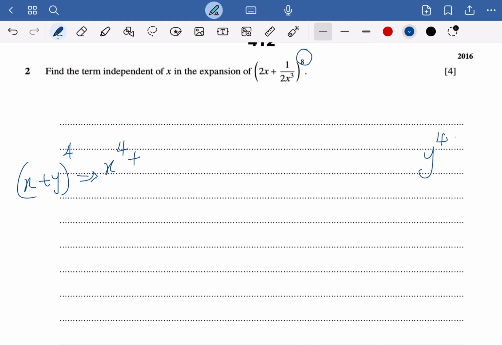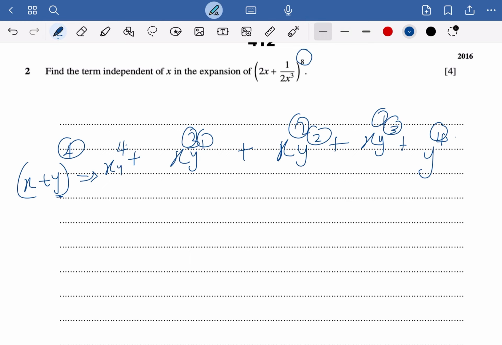What happens is this power of x decreases. So I will have x3, x2, x1. Then this is obviously x0. Then y is going to start. So this is y0, y1, y2, y3, then y4. You can see the powers always add up to give me 4. So this is y0, we don't write it. This is x0, we don't write it. So this is the basics of binomial expansion.